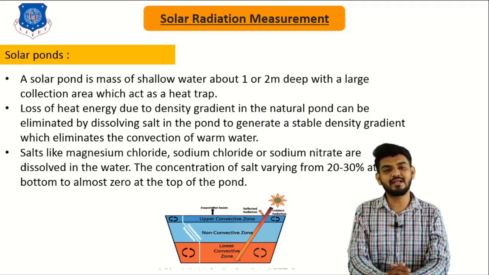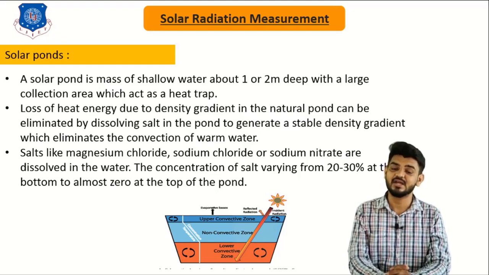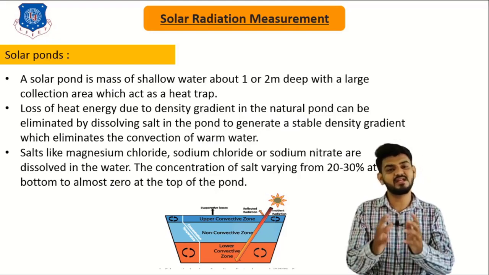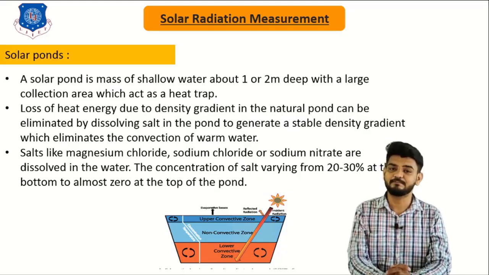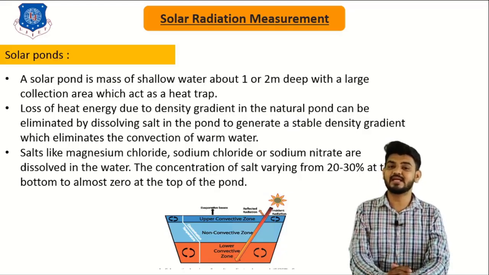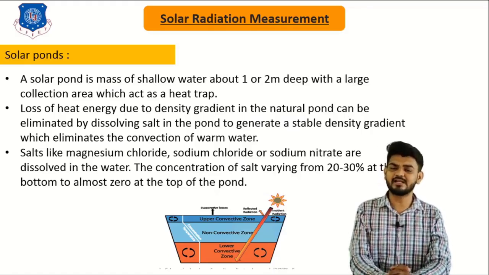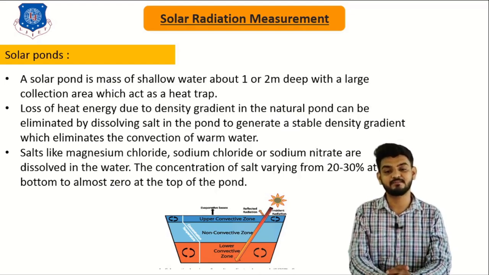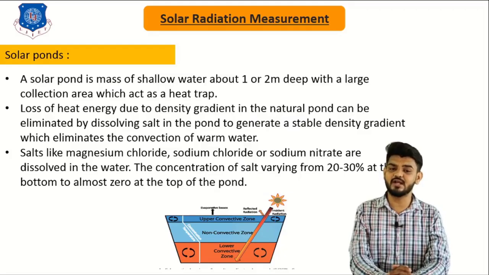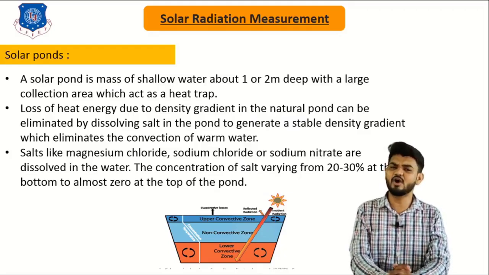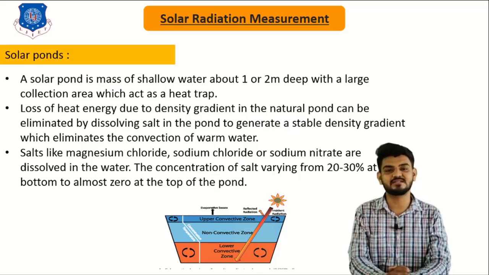So in order to eliminate the difference in density, what we do is we dissolve salt inside the pond so that we can eliminate the convection current of this water. Salts like magnesium chloride, sodium chloride and sodium nitrite are dissolved in the water. The concentration of salt varies from 20 to 30% at the bottom and is almost zero at the surface.